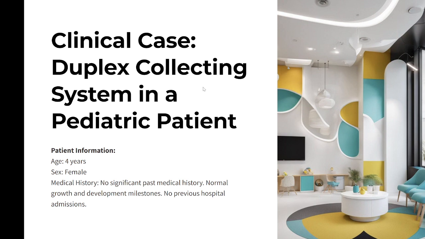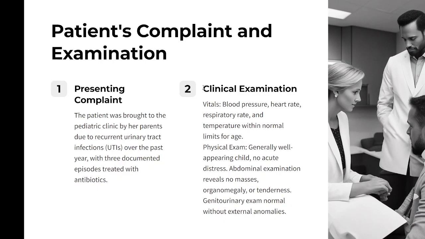Clinical case: duplex collecting system in a pediatric patient. Patient information: age 4 years, sex female. Medical history: no significant past medical history, normal growth and development milestones, no previous hospital admissions. Presenting complaint: the patient was brought to the pediatric clinic by her parents due to recurrent urinary tract infections, UTIs, over the past year, with 3 documented episodes treated with antibiotics.